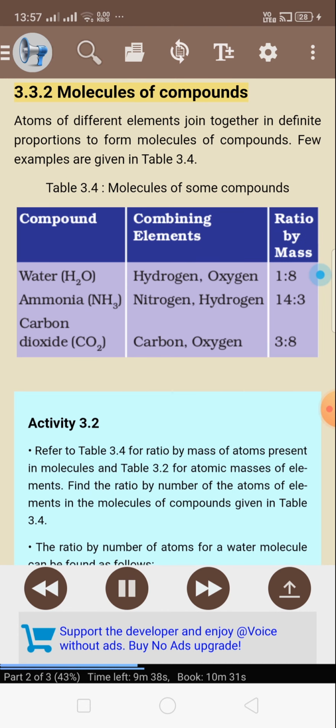3.3.2 Molecules of compounds. Atoms of different elements join together in definite proportions to form molecules of compounds. A few examples are given in Table 3.4. Table 3.4, molecules of some compounds. Activity 3.2. Refer to Table 3.4 for the ratio by mass of atoms present in molecules and Table 3.2 for atomic masses of elements. Find the ratio by number of the atoms of elements in the molecules of compounds given in Table 3.4.